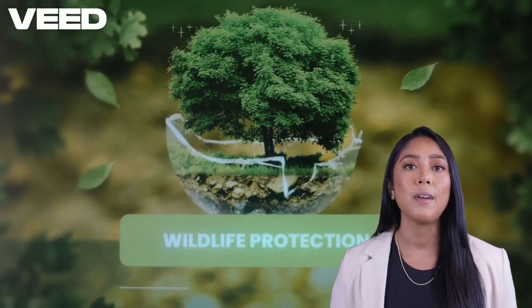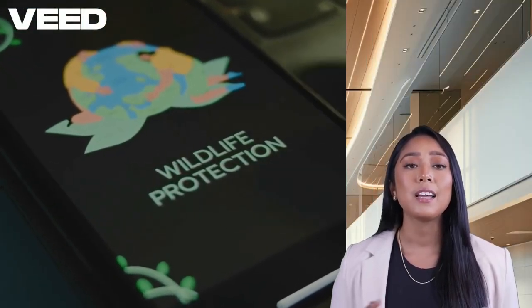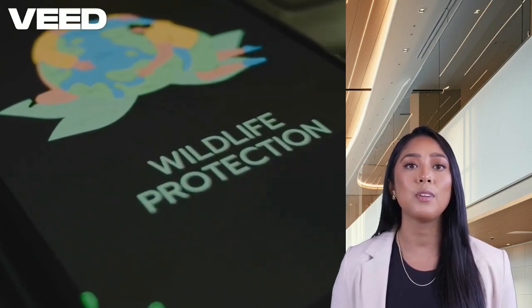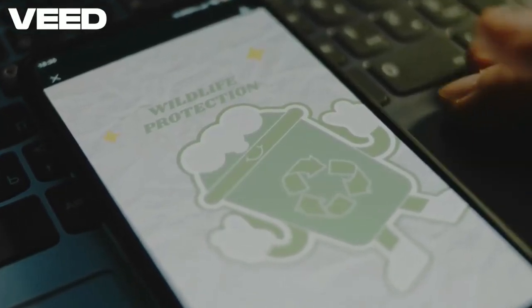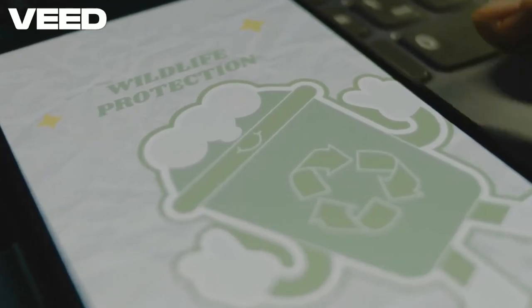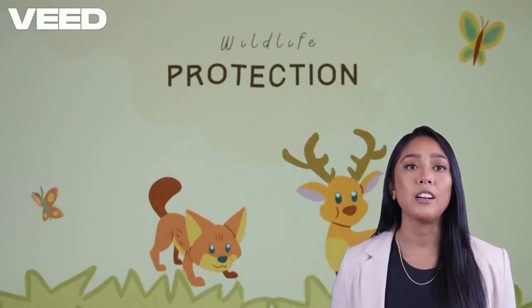Given the profound impacts of urbanization on wildlife, it is crucial to implement effective conservation strategies that address these challenges. Integrating wildlife considerations into urban planning is essential for creating sustainable cities that coexist with nature. This includes preserving green spaces such as parks, gardens, and natural reserves within urban areas.